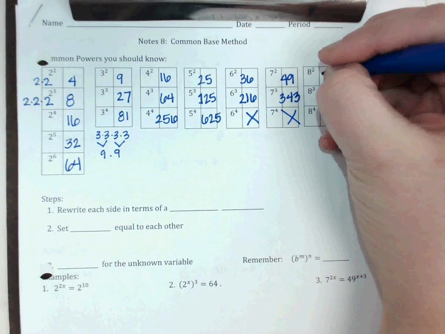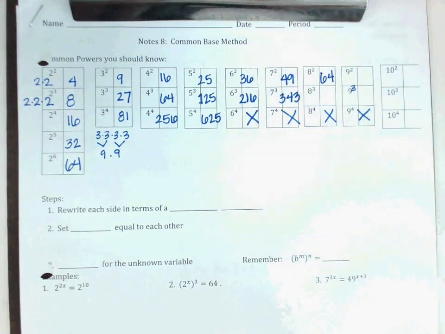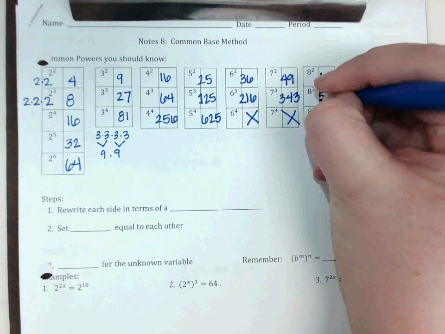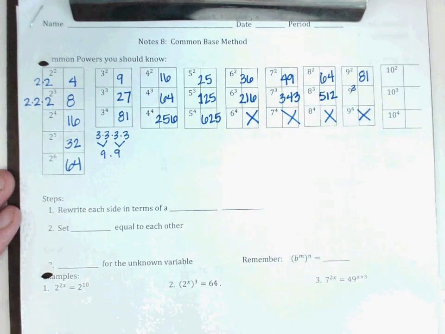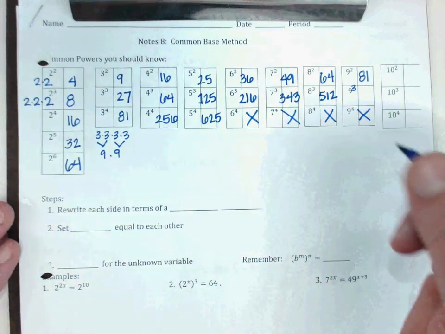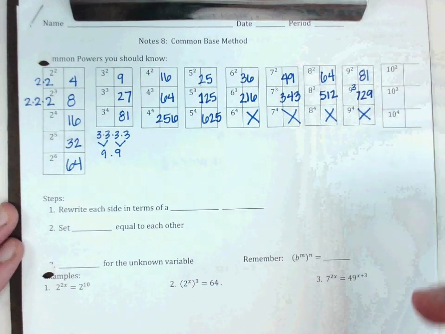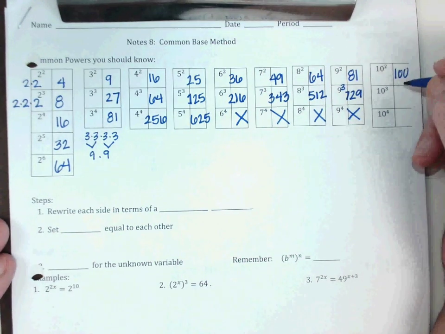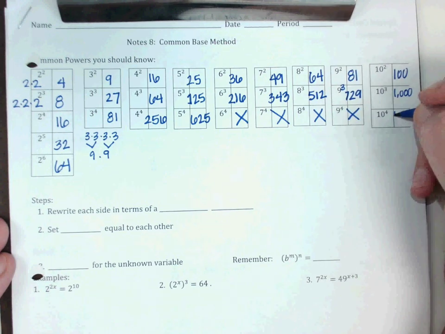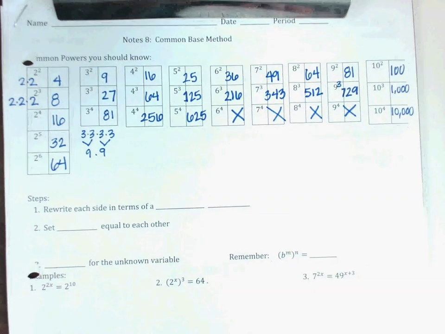8 squared is? 64. And then 64 times another 8. What do we get there? 64 times 8 gives me 512. Good. Okay, and 9s. What's 9 squared? 81. Then what's 81 times one more 9? Very good. Okay, then the last one you can leave it off. 729. Okay, now your 10s are easy. 10 squared is 100. Times by another 10, what do you get? 1,000. Times by one more? 10,000.